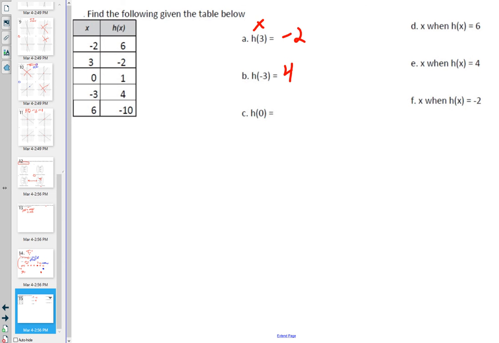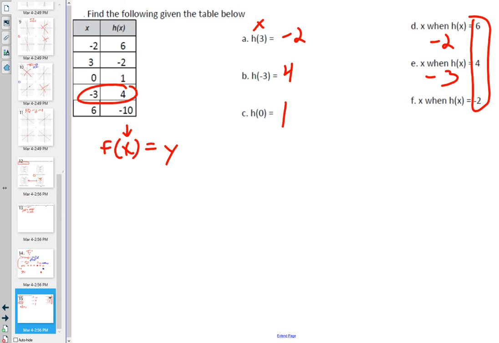H at 0. The thing is when it's inside the parentheses, we learned that when you say f of x, the x is whatever's in the parentheses. If they put the number on the other side of the equal sign, then it's a y. But here the zero is an x. This is 1. And now all of these, because they're on the other side of the equal sign, count as y's. So when y is 6, what's x? -2. When y is 4, what's x? -3. Just look at the table. All I'm doing is looking at the table. And then when y is -2, Trayshawn, it's up here. 3.